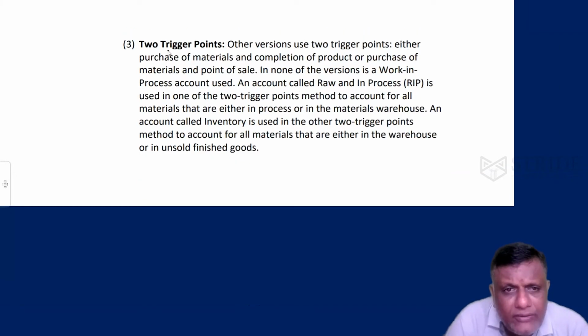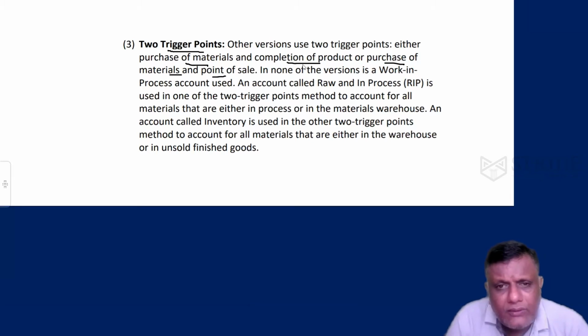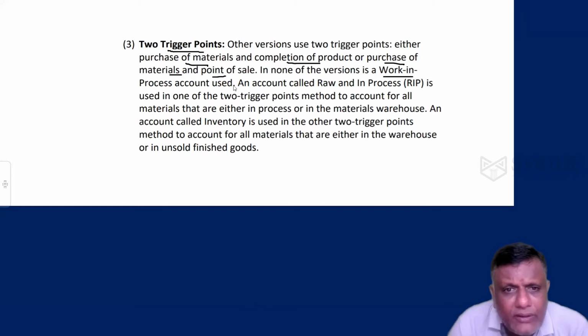Sometimes there are two trigger points available. For example, the two trigger points are either purchase of material and completion of product, or purchase of material and point of sale. Either these two points or those two points, make an entry. Here there is no WIP involved. The account is called RIP, raw in process, raw material and in process.